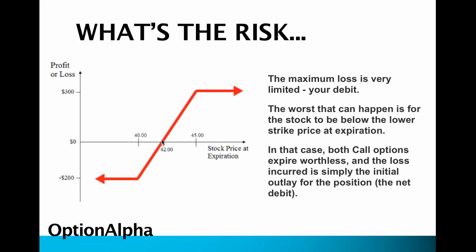If the market were to absolutely crash after you initiated this trade, well, then you would only lose your initial investment. And let's say that's $200 overall. So again, the worst that can happen is that the stock closes below the lower strike at expiration, in which case both of these options would expire completely worthless, and you would simply be left with your debit as your max loss. So again, a very limited risk type of strategy, which is why people like it.